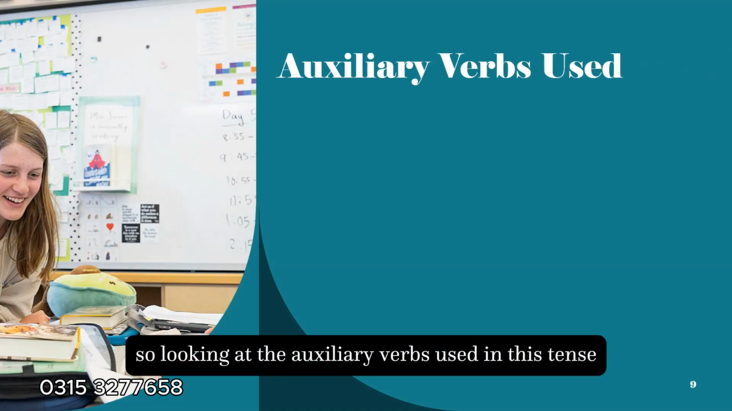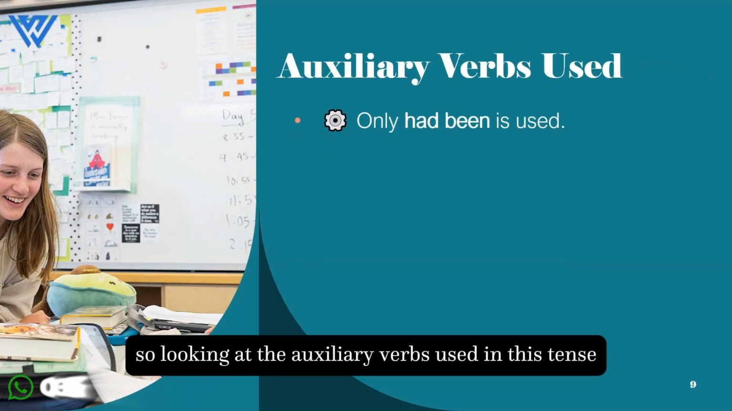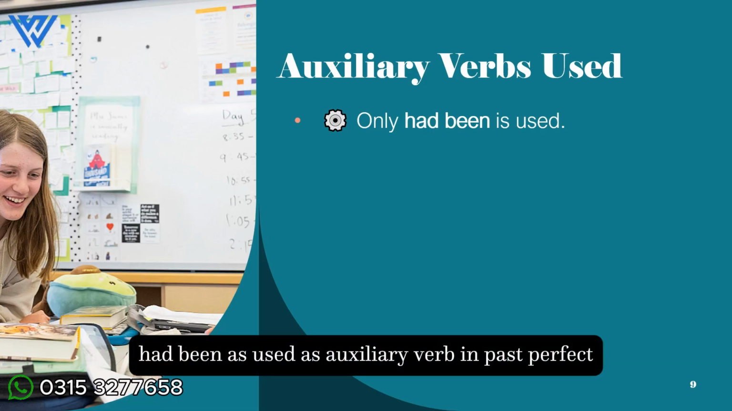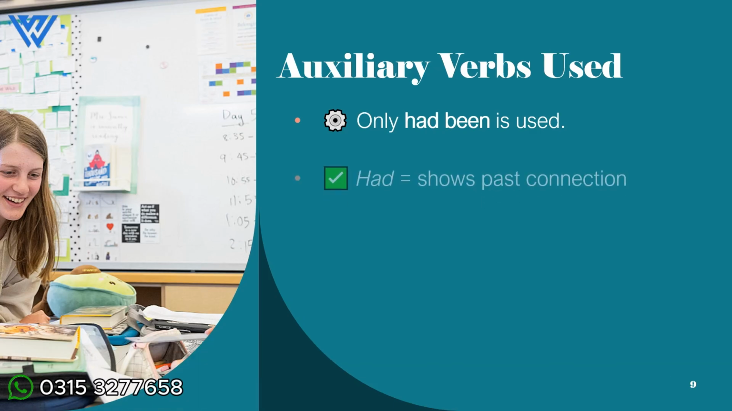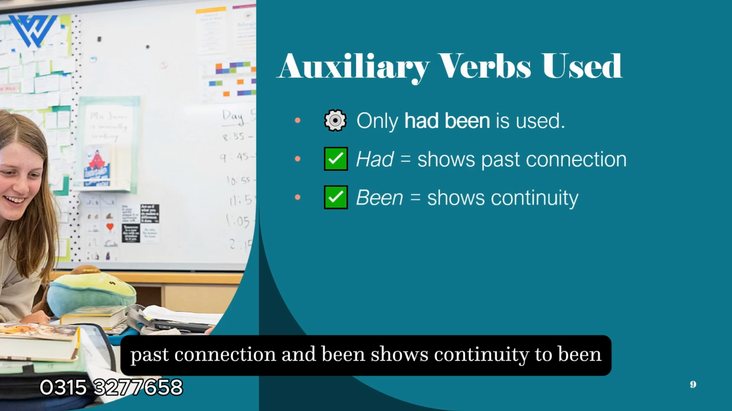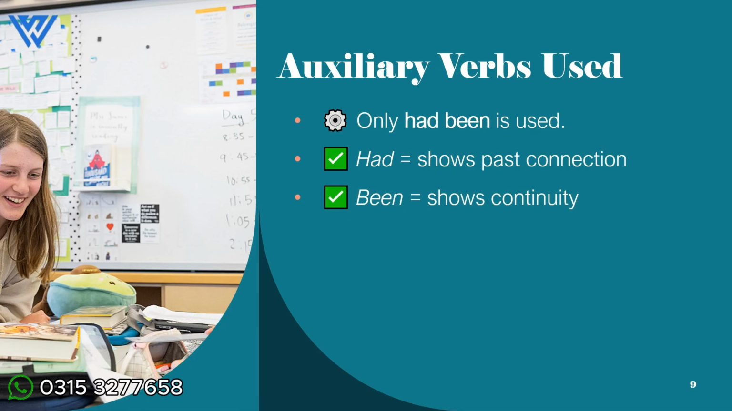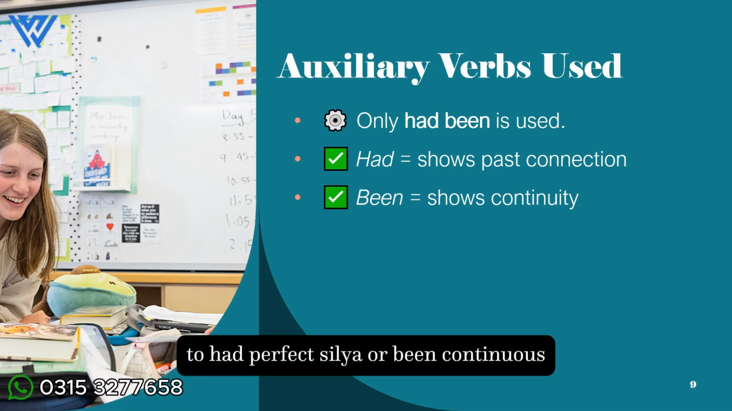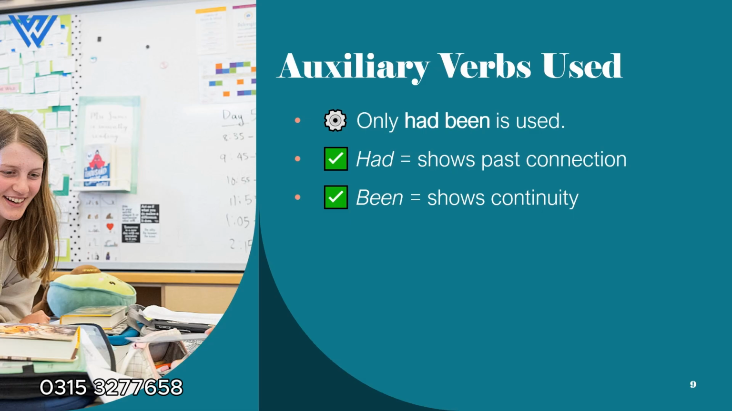So, looking at the auxiliary verbs used in this tense, only had been is used as auxiliary verb in past perfect continuous tense. सिर्फ had been यूज होता है and had shows past connection. वो actions perfect tense में had यूज होता है. Had shows past connection and been shows continuity. तो been हमने continuous tense में यूज किया था with first form of verb with ing. तो had perfect से लिया और been continuous से लिया, मिला के बन गया past perfect continuous tense.